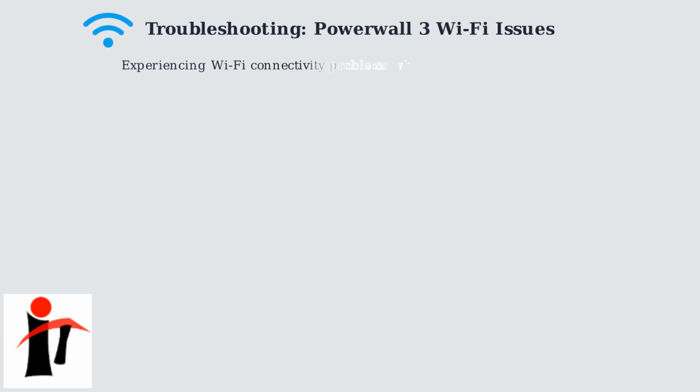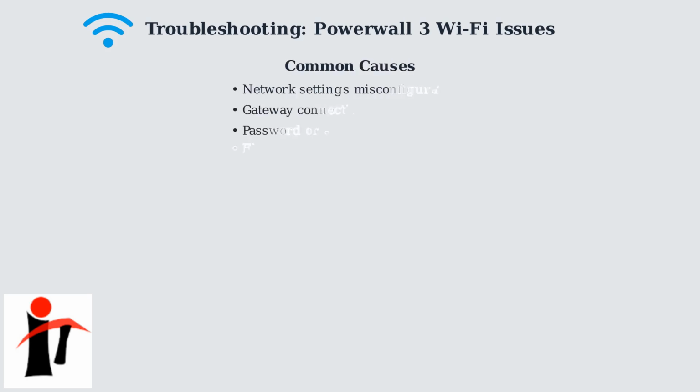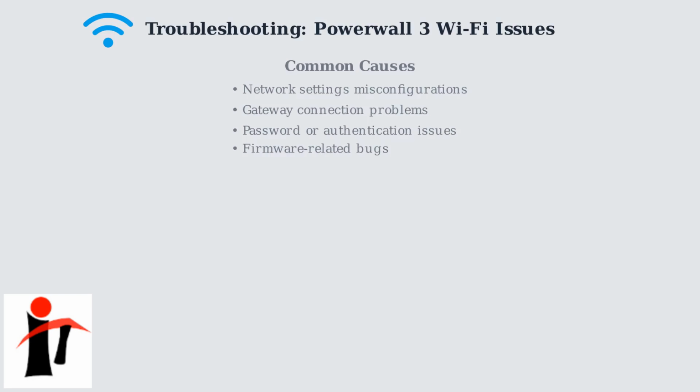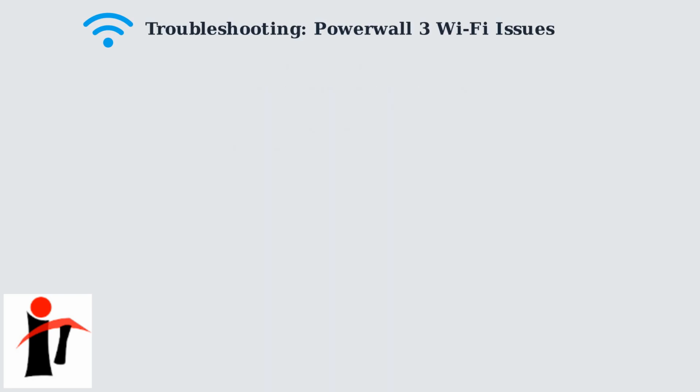Experiencing Wi-Fi connectivity problems with your Tesla Powerwall 3? You're not alone. Many users face initial setup or intermittent disconnection issues. This video provides a step-by-step guide to resolving these problems. Common causes include network settings misconfigurations, gateway connection problems, password or authentication issues, and firmware-related bugs from recent updates.